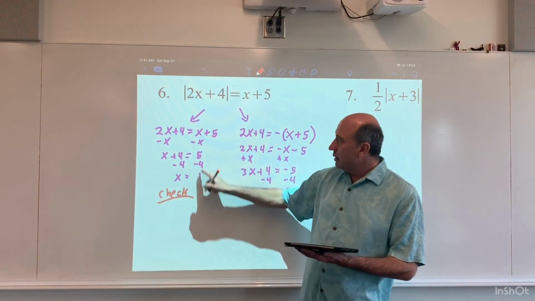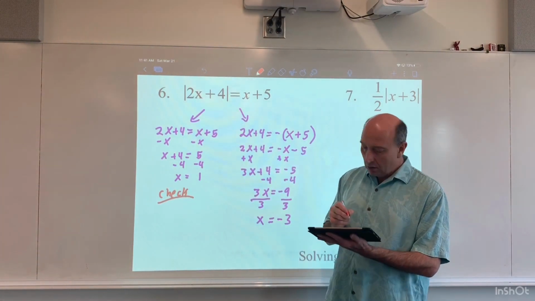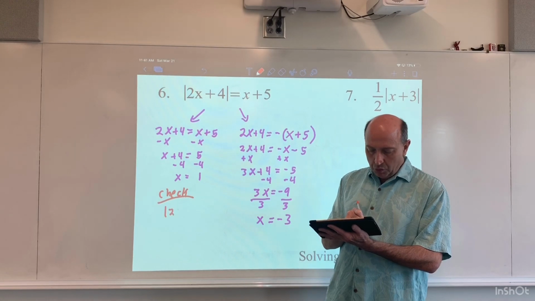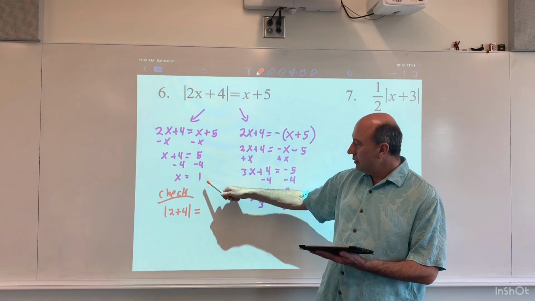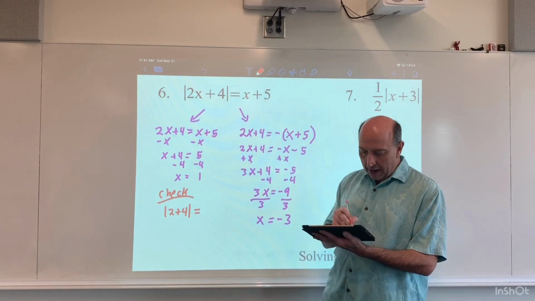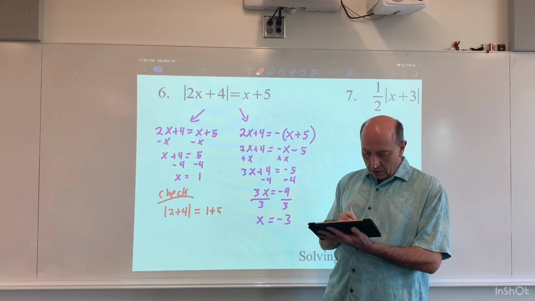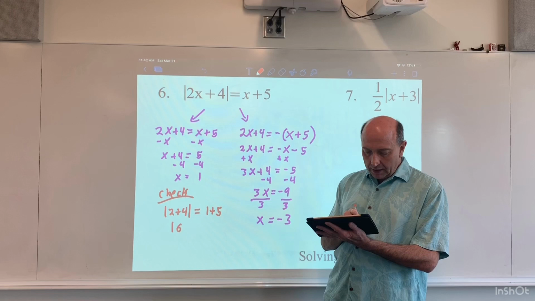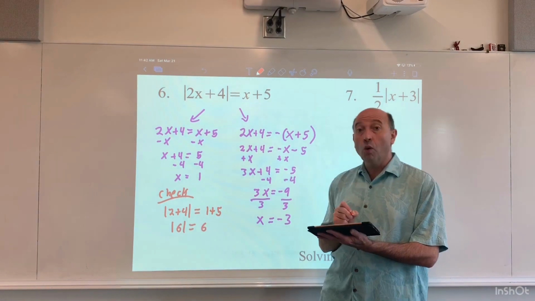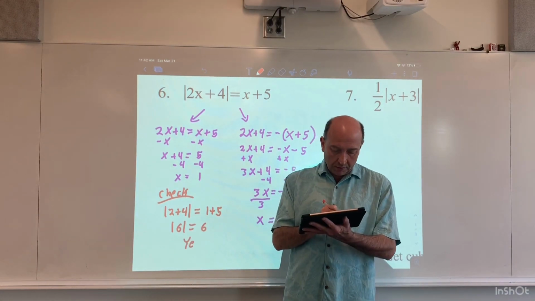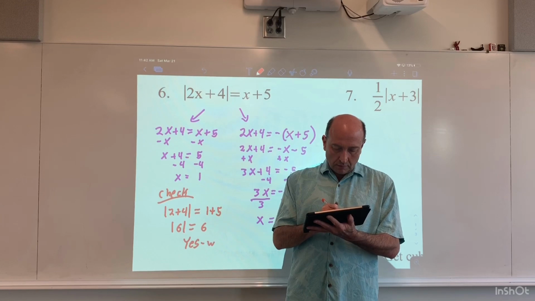So plug in 1. 2 times 1 is 2. So we have 2 plus 4 equals, this side will plug in 1. 1 plus 5. So now we have the absolute value of 6 equals 6. Oh my, this one works.